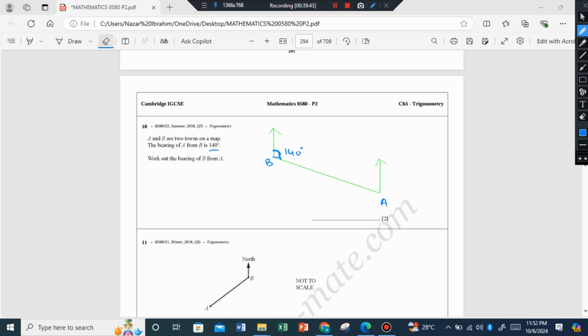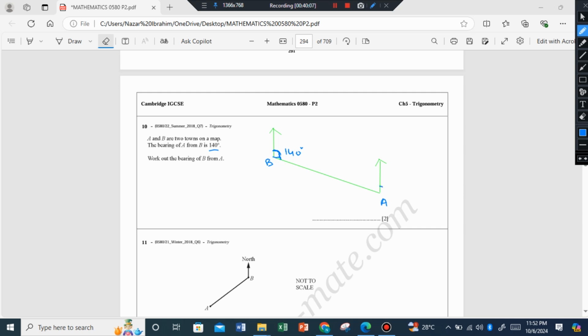Now again, going from the north, I cannot rotate in an anti-clockwise direction. I have to move in the clockwise direction, right? The bearing is always measured from the north in the clockwise direction. So the bearing of A from B is 140, which I've marked over here, and I have to work out the bearing of B from A.